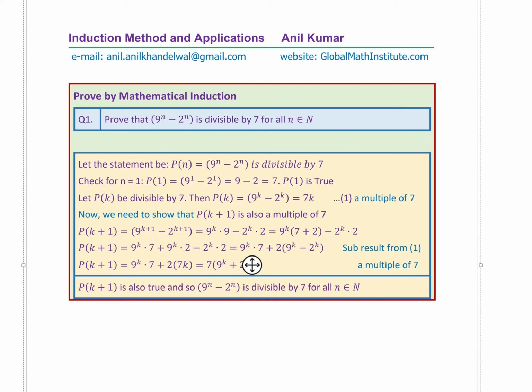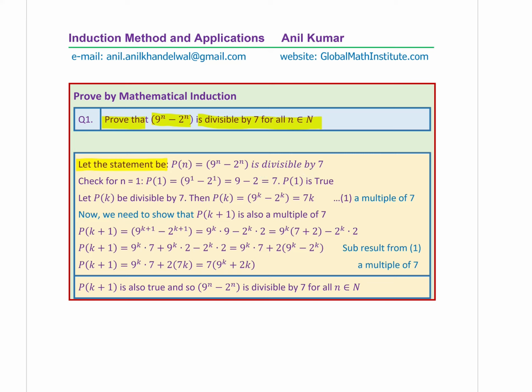The very first question for you is to prove that 9 to the power of n minus 2 to the power of n is divisible by 7 for all n belonging to natural numbers. So we'll follow the steps. First we have to make a clear statement, right? So let the statement be P of n: 9 to the power of n minus 2 to the power of n is divisible by 7. So that is now our statement, right?